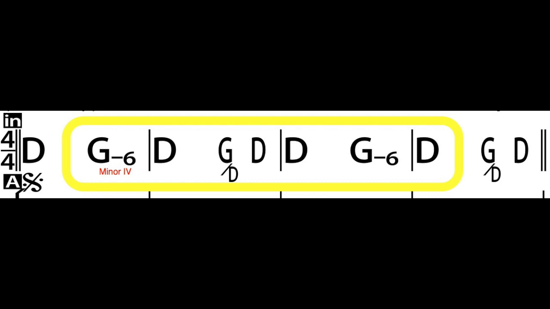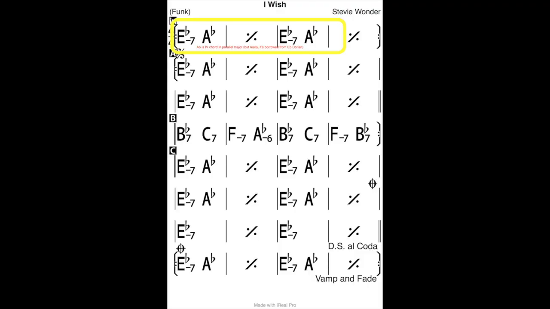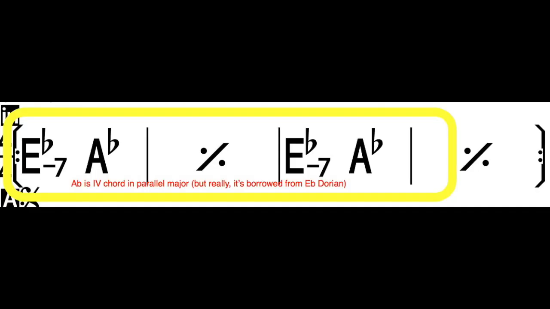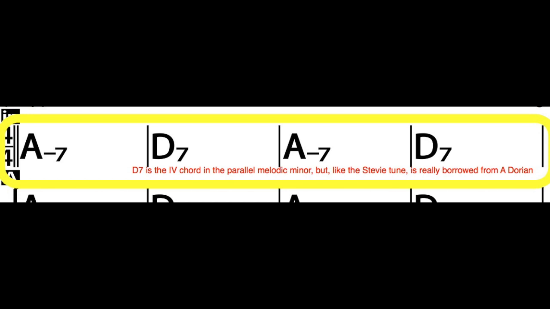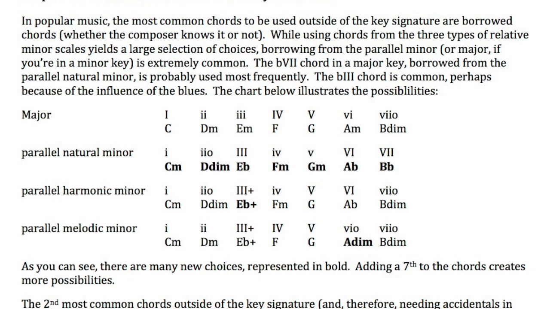You can see where borrowed chords come from. They come from parallel keys. They can come from parallel modes. That's modal interchange. We could talk about the parallel Dorian, the parallel Lydian, the parallel Phrygian if you want later on in the course. But traditionally, borrowed chords come from the parallel natural minor, parallel harmonic minor, or parallel melodic minor. And you can see the variety that can be presented.